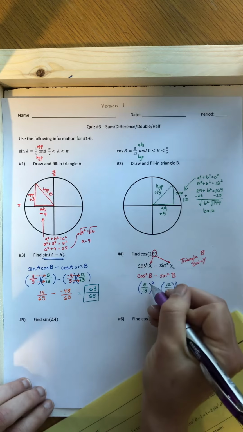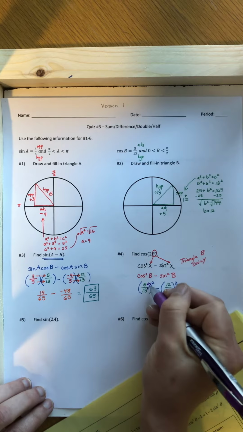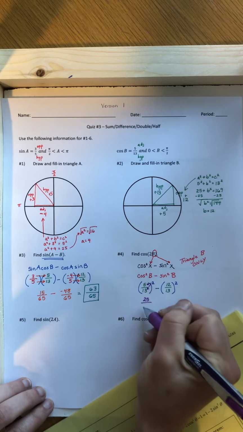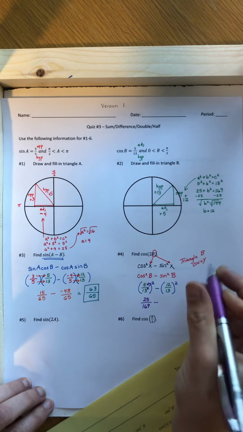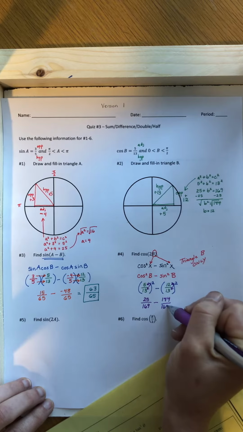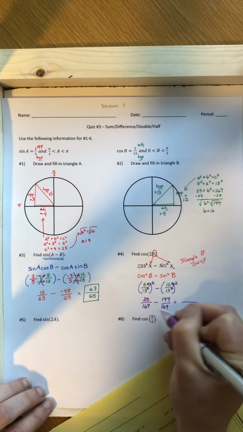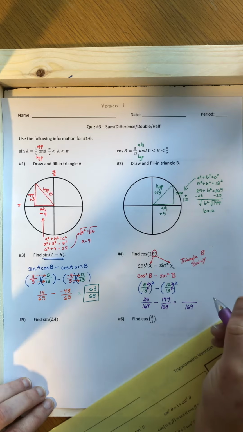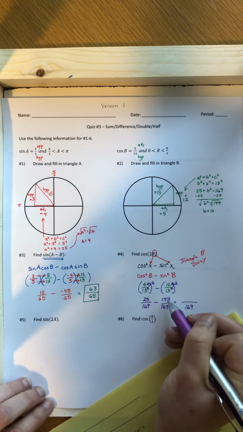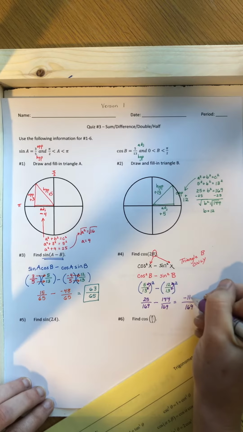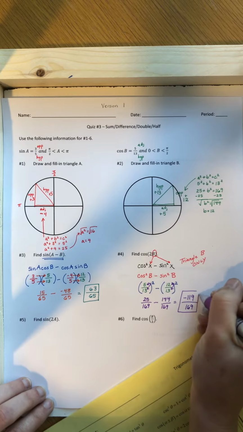When you square a fraction, you square the top and you square the bottom. So I'm going to do 5 squared is 25. 13 squared is 169. Minus 12 squared is 144. 13 squared is 169. Now remember, when you're adding or subtracting fractions, they have to have the same denominator. So I'm going to have 169 as the denominator. Then I'm going to do 25 minus 144. And that is negative 119. So that's my answer.